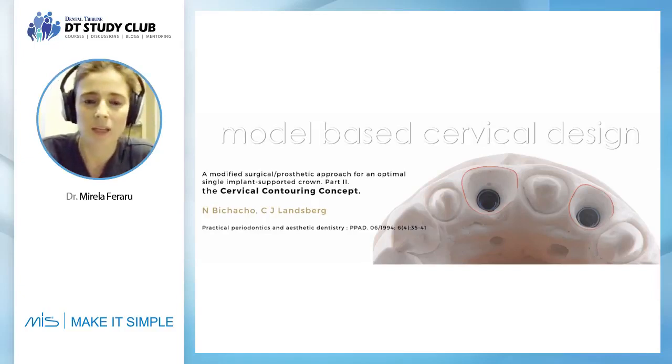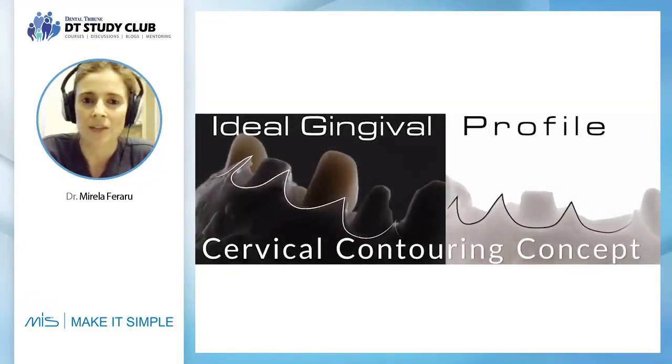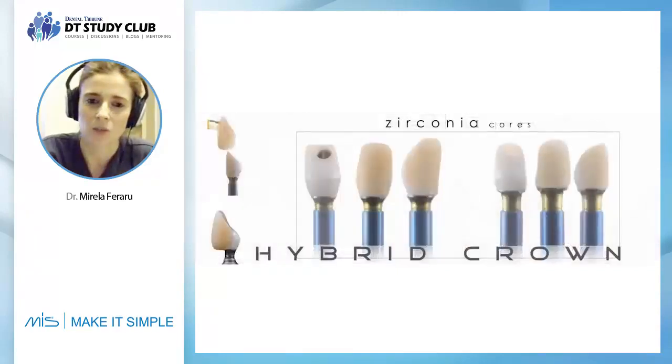So again, we come back to the same idea that is being implemented in a different way, but we need to understand the biology in order to be able to control and not to cause any irreversible damage to the periodontal structures. So we have an ideal gingival profile based on the cervical contouring concept that relates both to the natural teeth as well as to the implant-supported restoration.